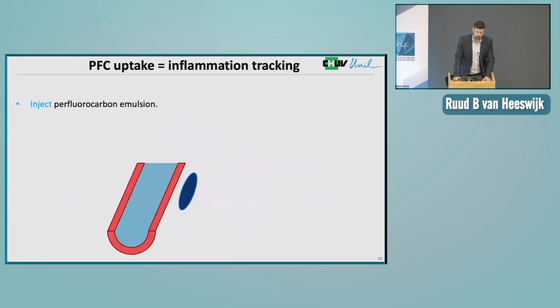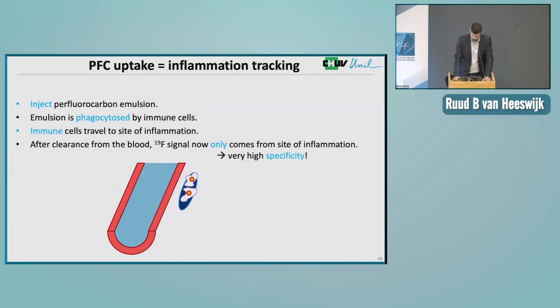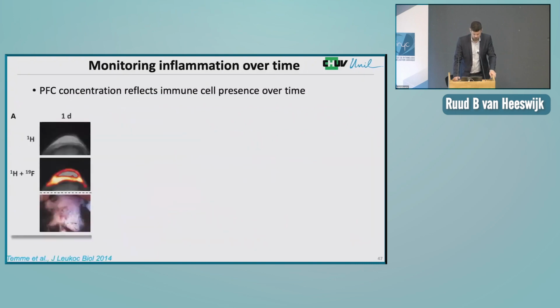And what I'm always interested in is injecting the perfluorocarbon emulsion, seeing that it's taken up by immune cells, then having these immune cells travel to some site of inflammation, and then waiting for it to be cleared from the blood, which happens in a day or so. So you inject it one day, you image the next day, and then you image inflammation.